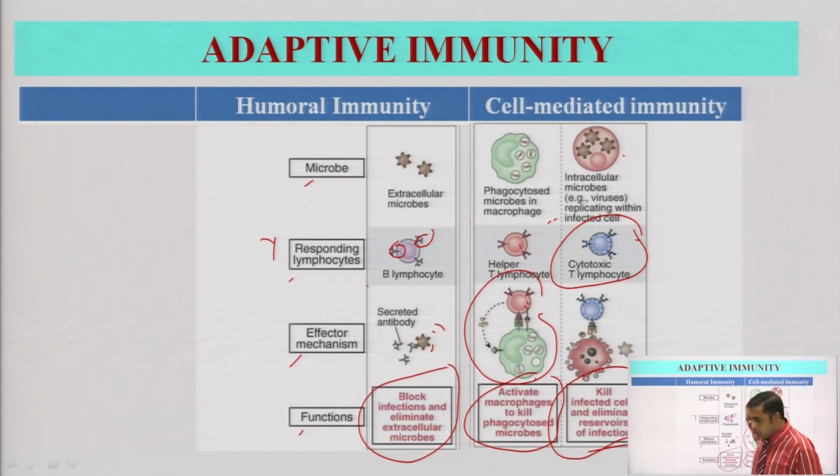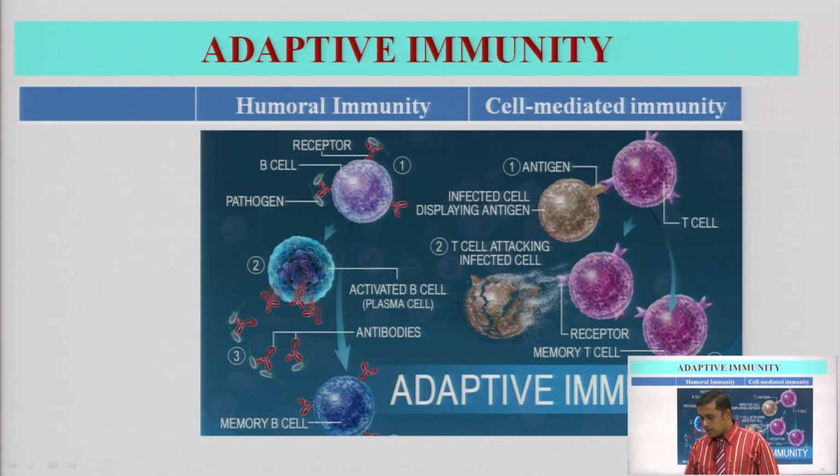Okay. I think with this picture you are very clear about how they are working. I have another picture if you want to know more. Let me tell you. At first, you can see this is the receptor and this is our B cell and this is the pathogen. For example, this pathogen was attached to the receptor.